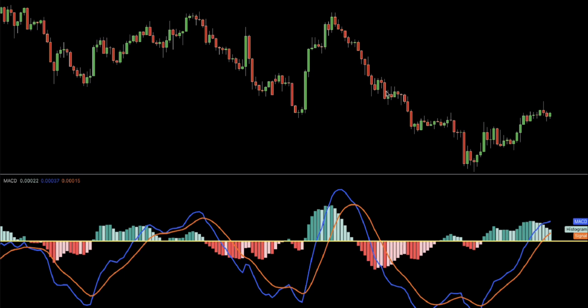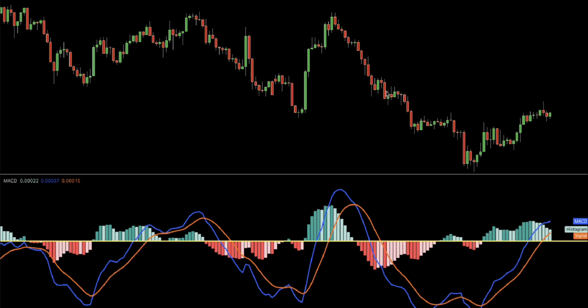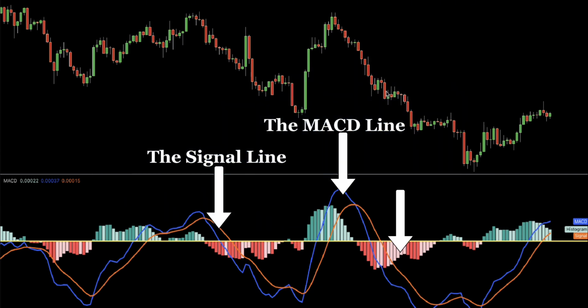Let's start with the first tool every trader should understand, a momentum indicator that helps you identify trend direction and potential entry points with precision. It's called the MACD. MACD stands for Moving Average Convergence Divergence, and it's one of the most powerful indicators traders use to spot trends and measure momentum. It's made up of three key parts: the MACD line, the signal line, and the histogram.